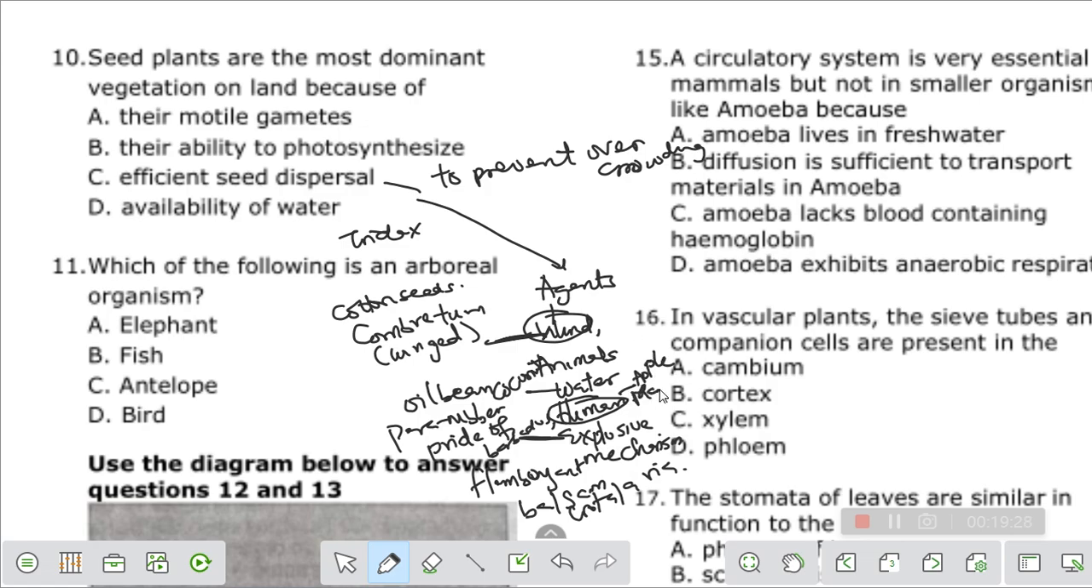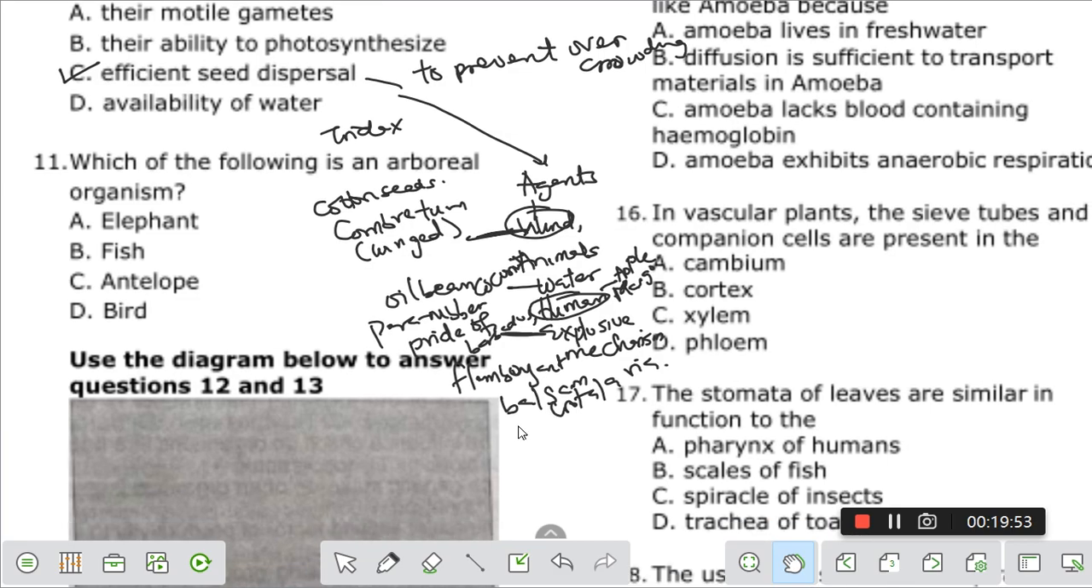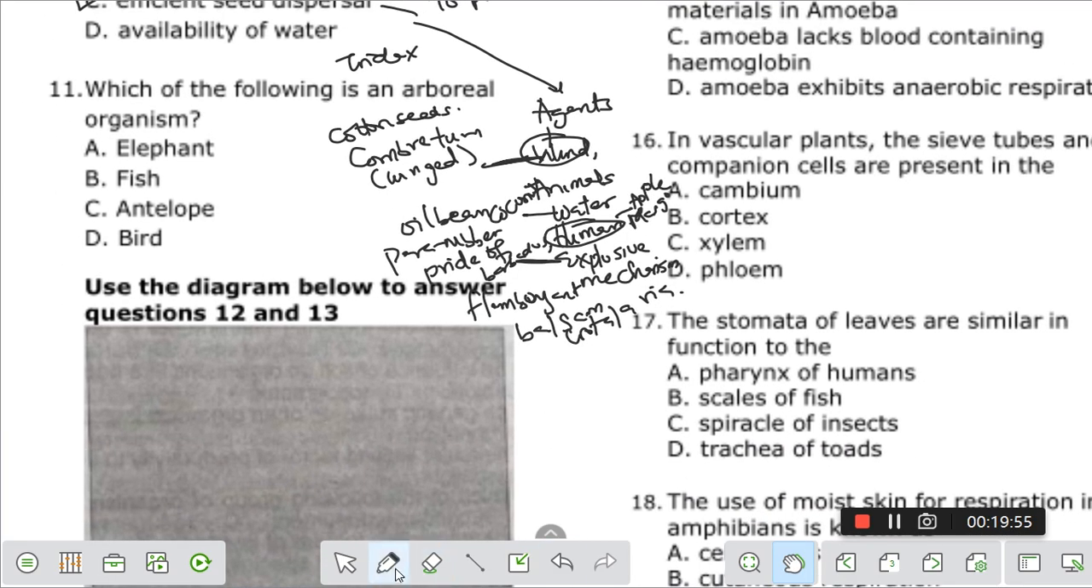So which of the following is an arboreal habitat organism? You know I taught you this under ecology. Those organisms jump from one place to another. So which of the following can jump? Birds, they jump, right? So what do you think will be your answer? Is it elephants? Is it fish? Is it antelope? Is it a bird? So it is a bird. I told you, something that jumps from one place to another.